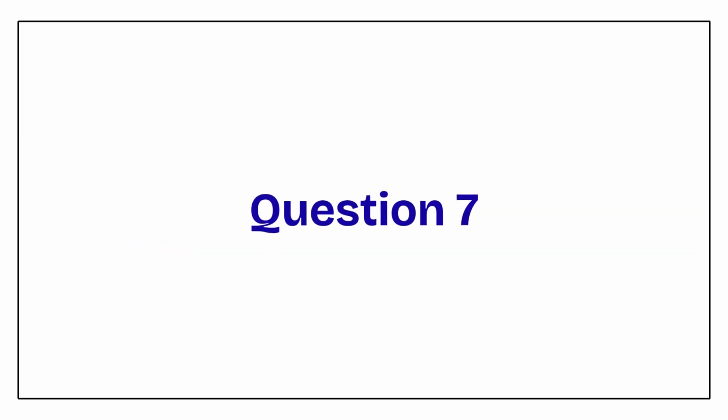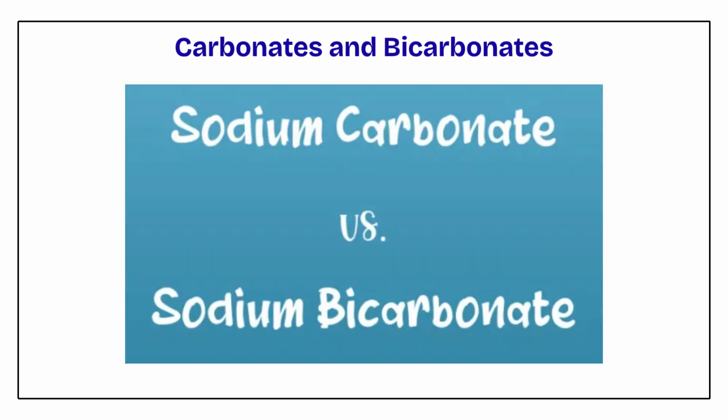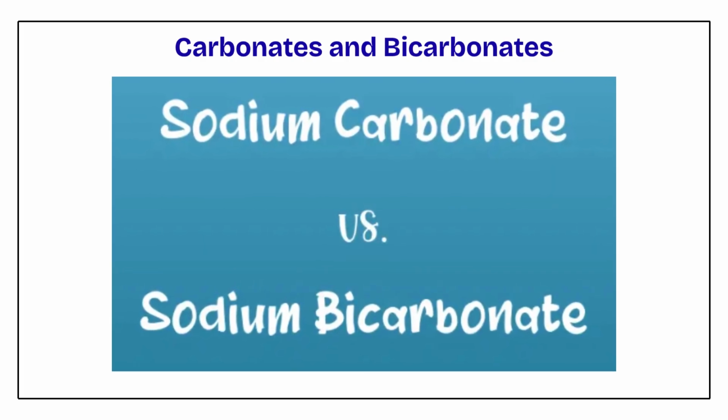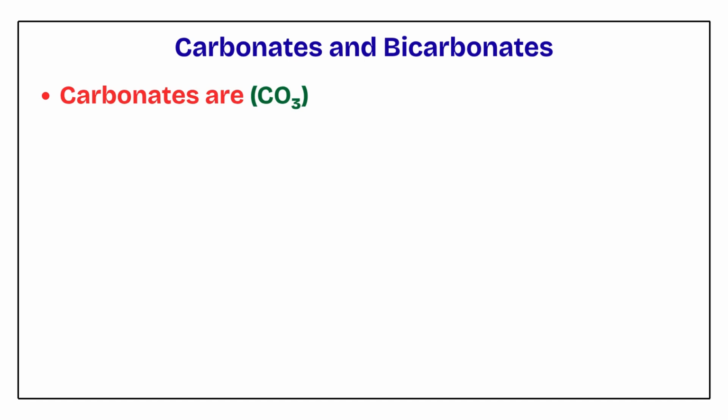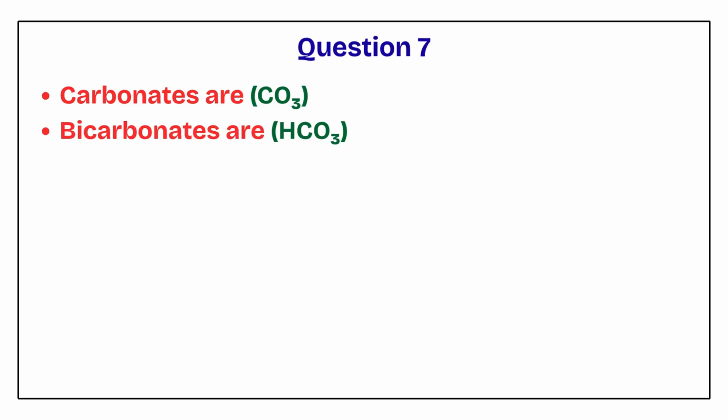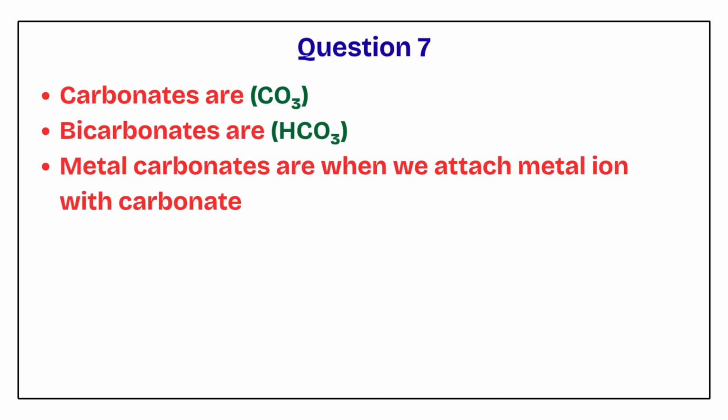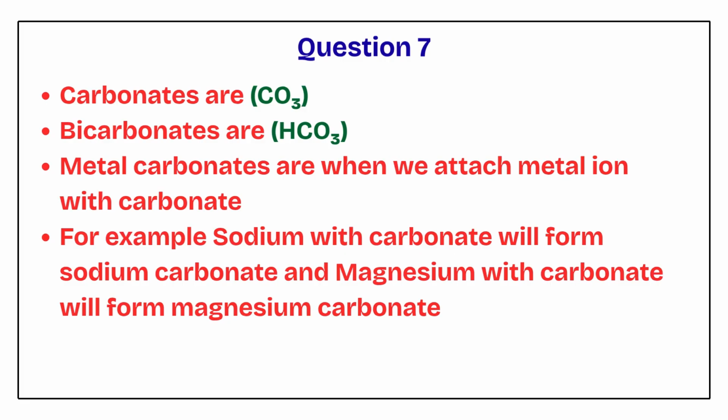The next very important question. But before we come to this question, we must know what are carbonates and bicarbonates. Carbonates are CO3 and bicarbonates are HCO3. Now the metal carbonates would be when you attach a metal ion with a carbonate. For example, sodium with carbonate will form the sodium carbonate, magnesium with carbonate will form the magnesium carbonate.